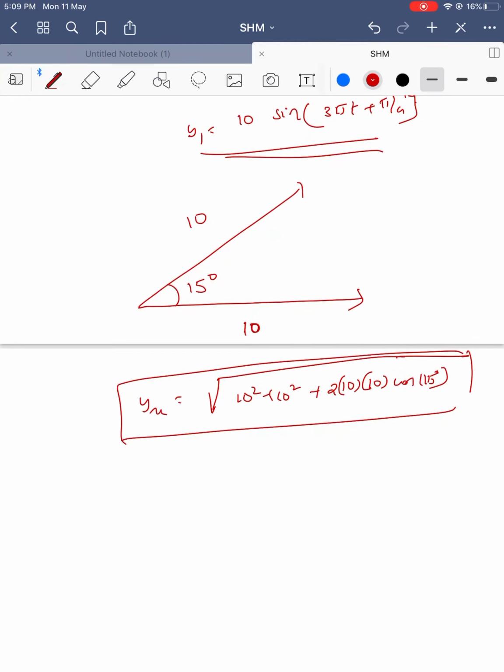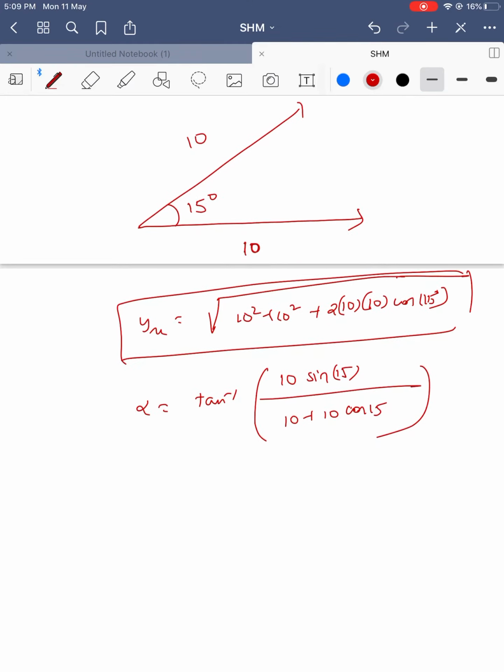After getting the y resultant, what else do we have to do? Alpha is equal to tan inverse of 10 sine 15 by 10 plus 10 cos 15. This is the value of alpha.